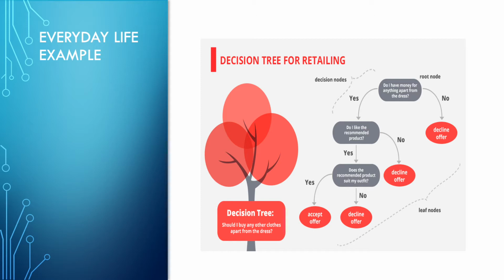Here you can see an everyday life example. As a human, you make decisions every day. For example, you will need to decide which food you're going to want to eat or even make to eat that day, which restaurant to go to, which clothes to buy every day, and so on. Now here, this picture shows how the decision tree is used for retailing that mirrors exactly what a human thinks and decides when buying a dress.